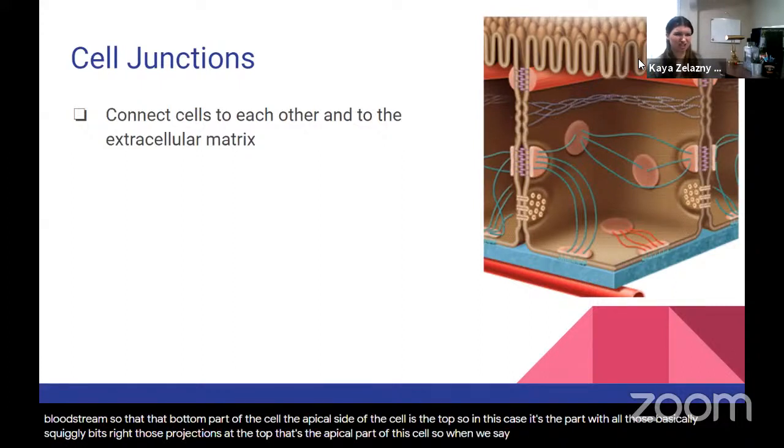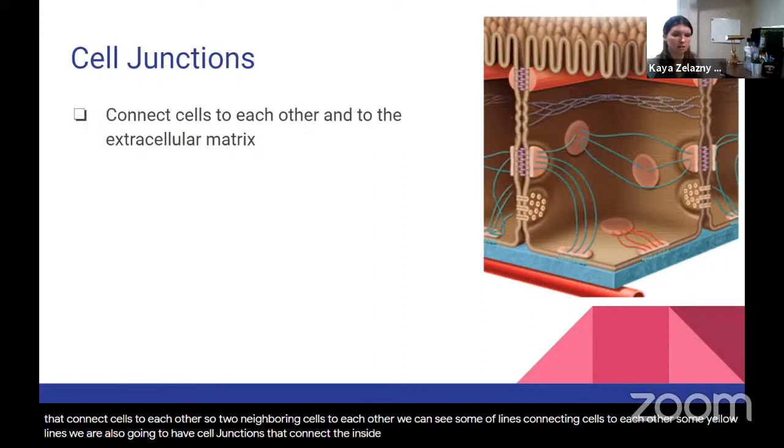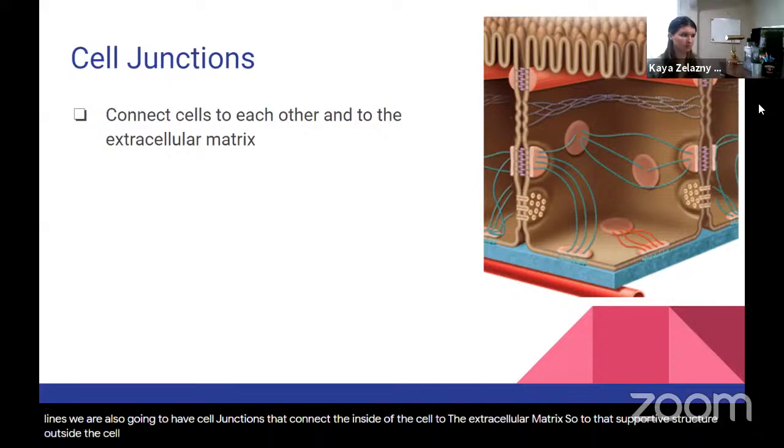So when we say cell junctions, we're thinking about the things that connect cells to each other. So two neighboring cells to each other. We can see some of our blue lines and some purple lines connecting cells to each other, some yellow lines. We are also going to have cell junctions that connect the inside of the cell to the extracellular matrix, so to that supportive structure outside the cell.